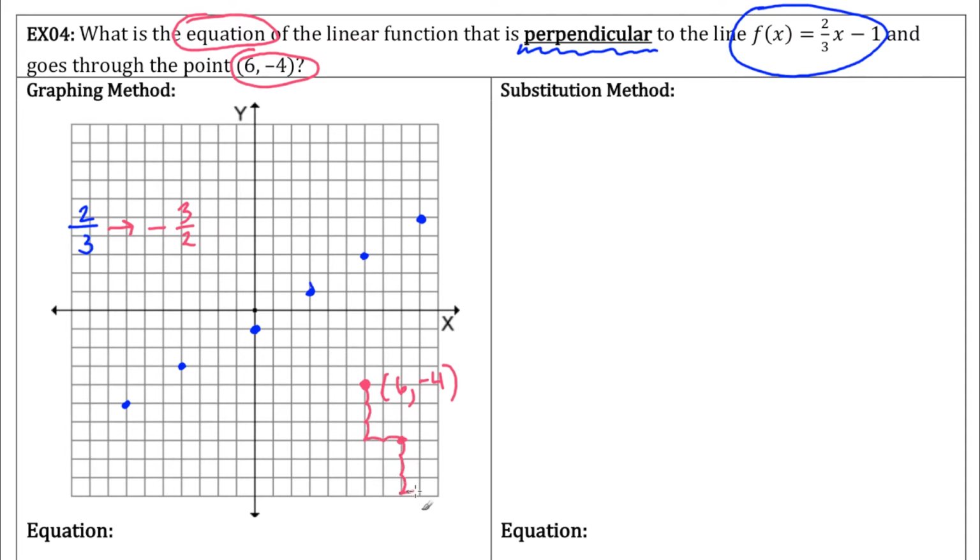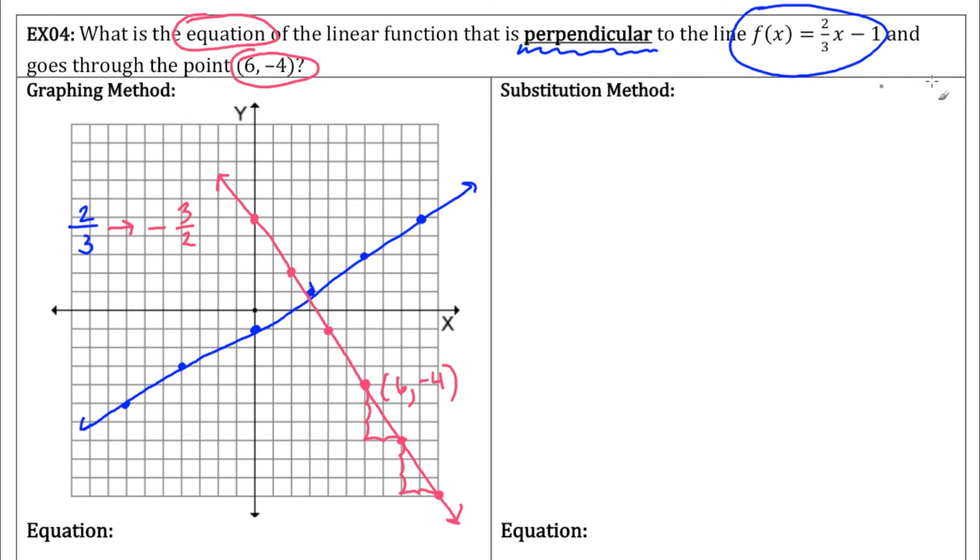So down 3, right 2. We can tell: 1, 2, 3, left 2. Now, they don't intersect at a nice perfect point, but they will form 90-degree angles. I will attempt to do this without a line tool or something. Okay, not too bad, right? 90 degrees, 90 degrees.